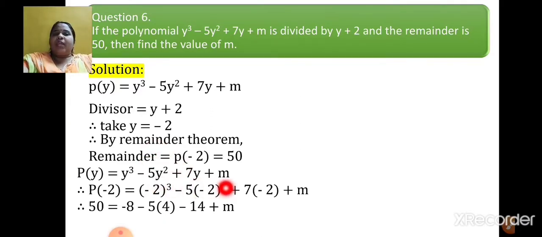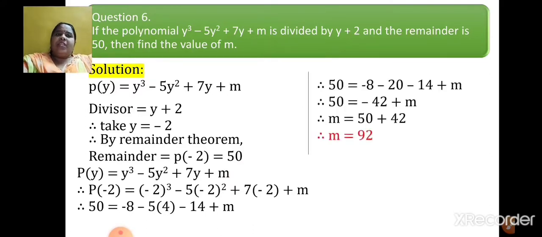Minus 2 the whole square is 4, positive. Okay. 4 into minus 5, that will be minus 20. 7 into minus 2, that will be minus 14. And plus m. Okay. So what we will get? 50 is equal to minus 8, minus 20, minus 14 plus m. Now all these, as you can see, are negative numbers. You need to add them and put a minus sign to the answer.